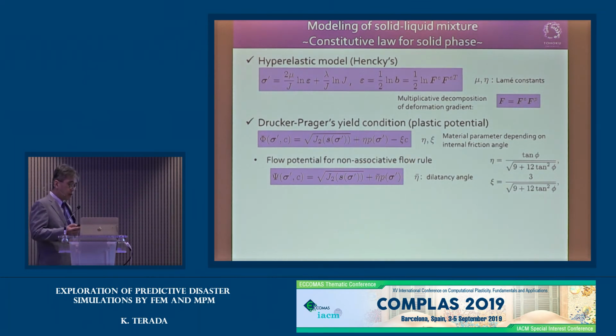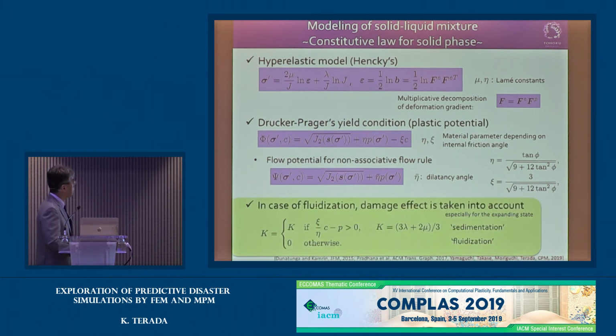The advantage of the material point method over other methods may be that we can choose any kind of constitutive equation for the solid materials. Up to now, this is a standard model for the soil. I already explained it. But in the case of fluidization, we have to consider the damage effect, especially for the expanding state. That is, we assume that the soil loses its stiffness when it loses its yield strength, like this here. This is the yield strength.